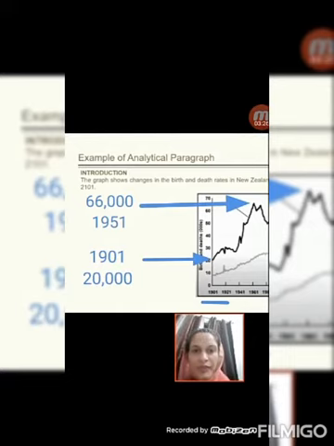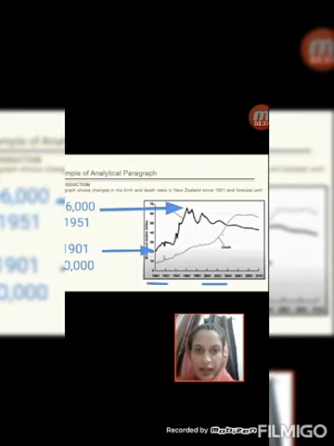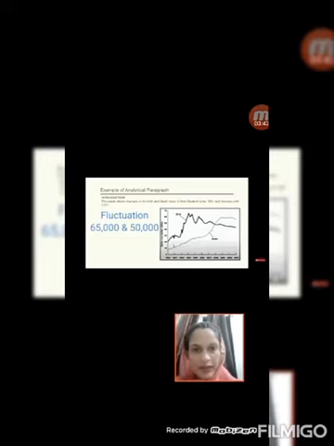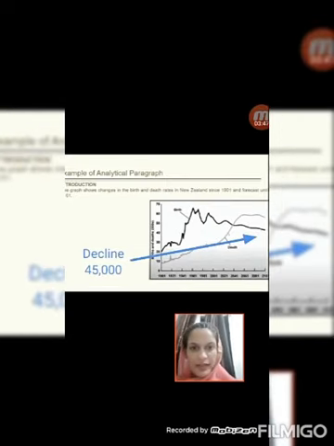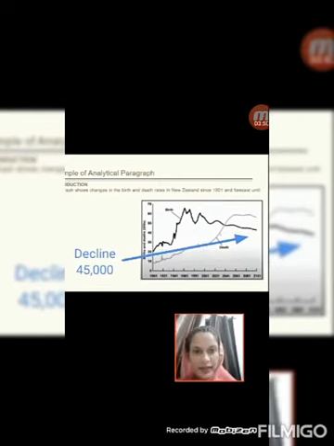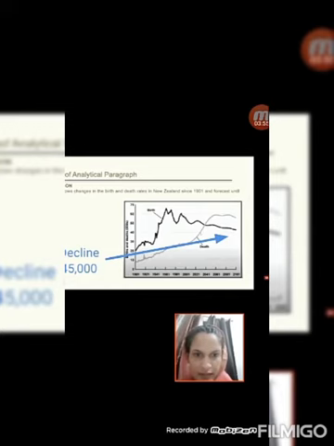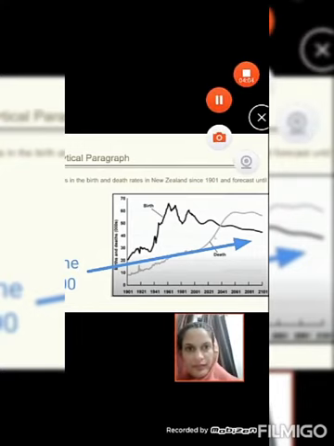In 1901 it was at 20,000 and then it started increasing. In between there was a large fluctuation, we can see decrease and increase. Then it reaches its peak at 1951. Then again it started declining. After the fluctuation between 50,000 and 60,000, it started declining. Here we can see the decline in the death rate at the point 45,000. In the last years, the death rate is 45,000.